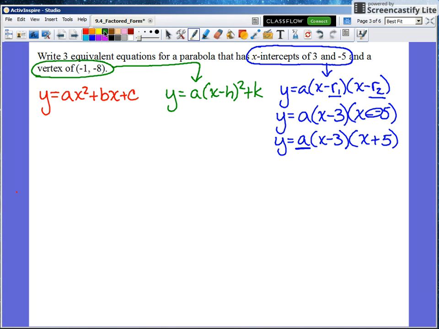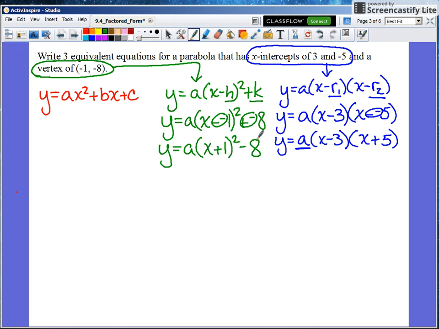If I go back over to vertex form and fill in my vertex of -1, -8 at h and k, we will have y equals a times the quantity x minus -1 squared plus -8. Again, minus a negative is a plus, a negative is a minus. So we can rewrite this as y equals a times the quantity x plus 1 squared minus 8. Again, leaving us with only that missing leading coefficient a to figure out.